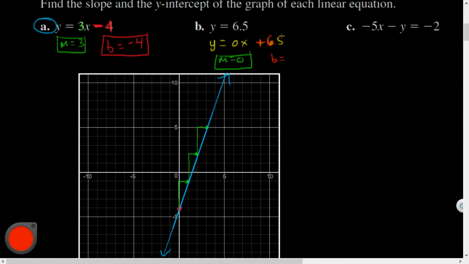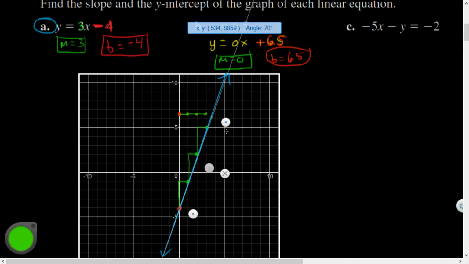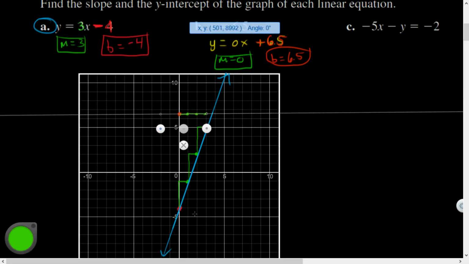Yeah, up is 6.5. So if I wanted to graph this, I would go up to 6 and 6.5. There's my starting value. And then I would move by my slope. Up 0 over 1. Up 0 over 1. Up 0 over 1. And that's just going to be a horizontal line. A horizontal line, right? Look at that. I even hit this. Look at that angle of 0.